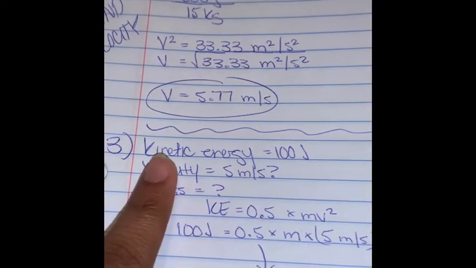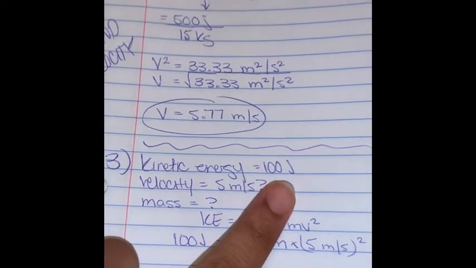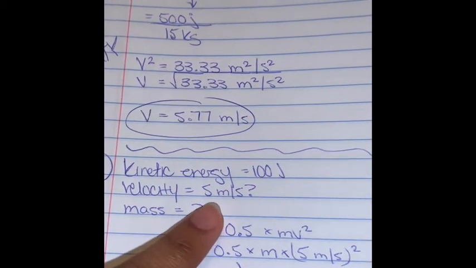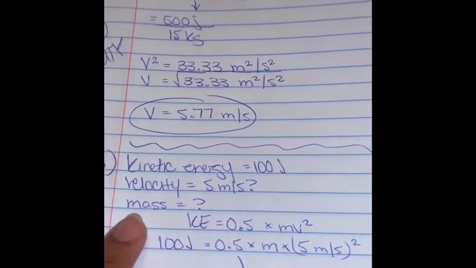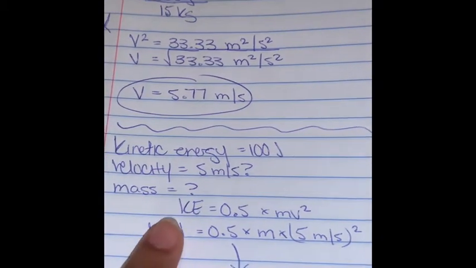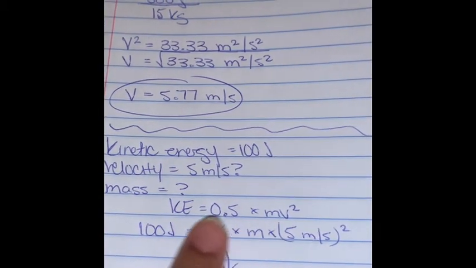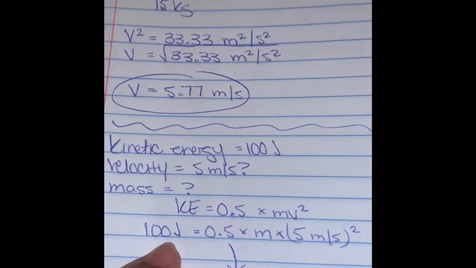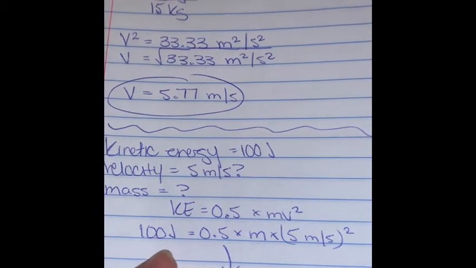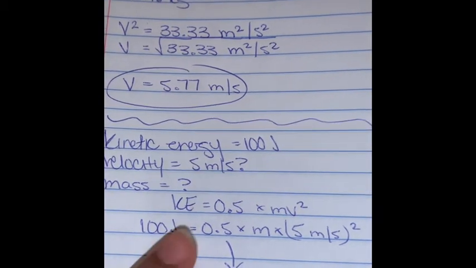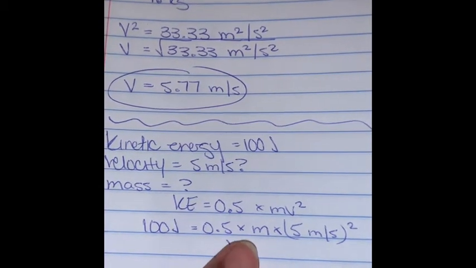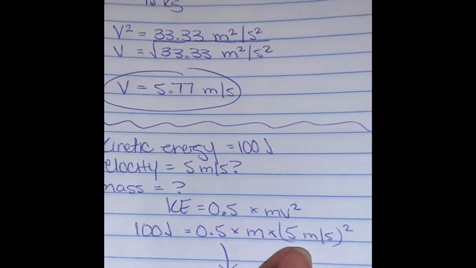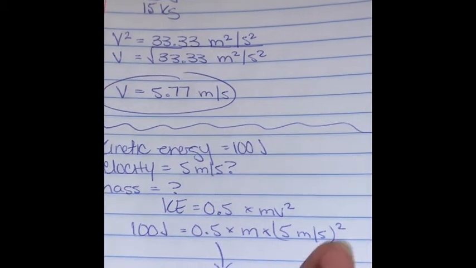So for the third one, you have 100 joules of kinetic energy and a velocity of 5 meters per second. All you need to do is find the mass. Once again, write down the formula so you don't get confused. You want to plug in the numbers that you already have so you know what you're trying to find: 100 joules equals 0.5 multiplied by mass multiplied by 5 meters per second squared.